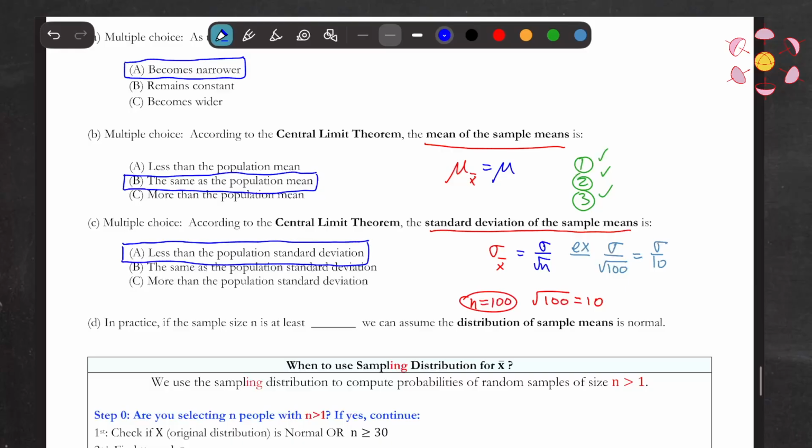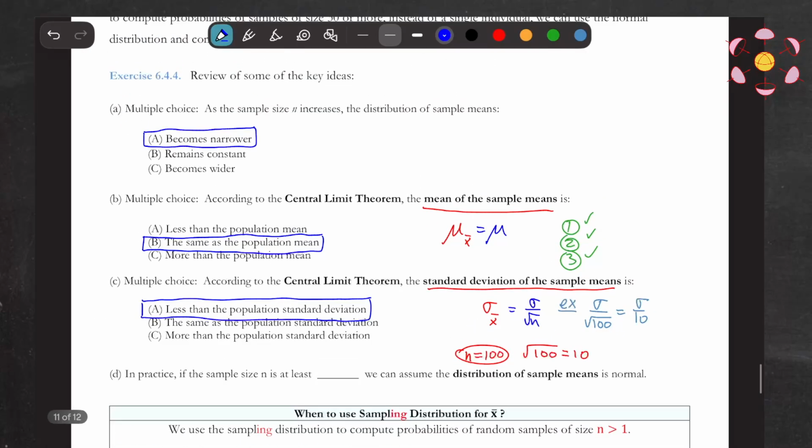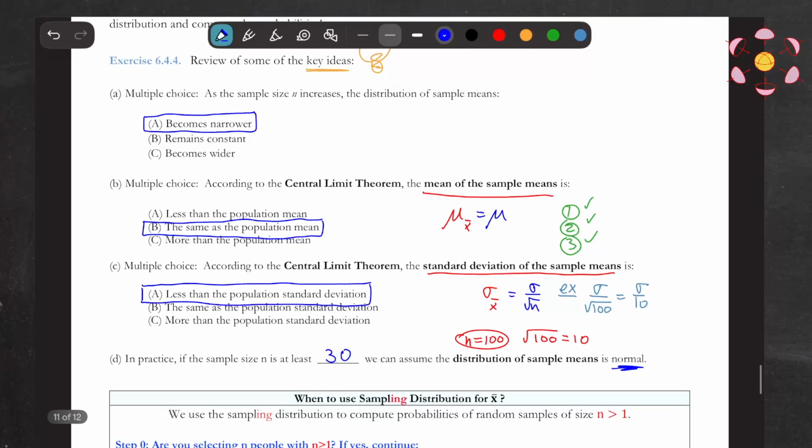Okay, so these are excellent questions for reviewing the key ideas. All right, we've got one more. In practice, if the sample size n is at least 30, we can assume that the distribution of sample means is normal. So that summarizes the big ideas of the central limit theorem.